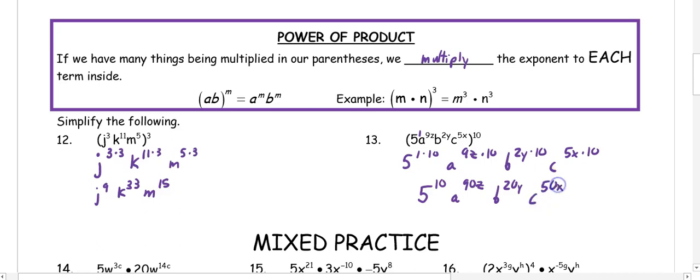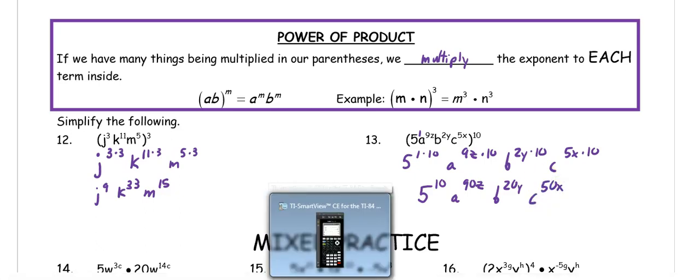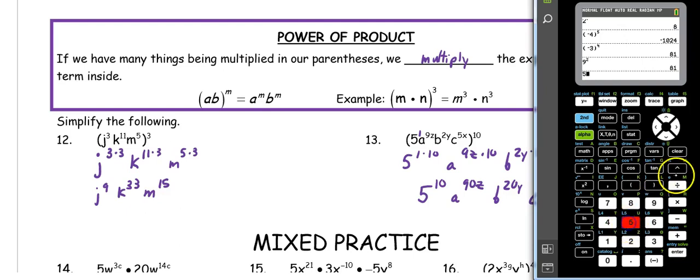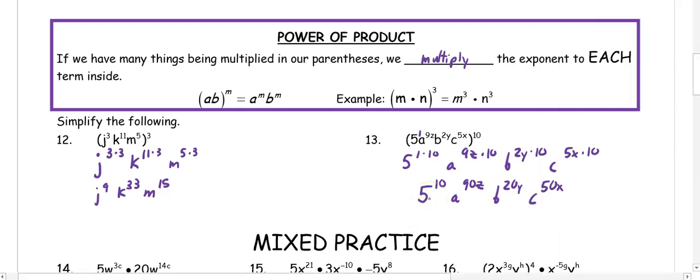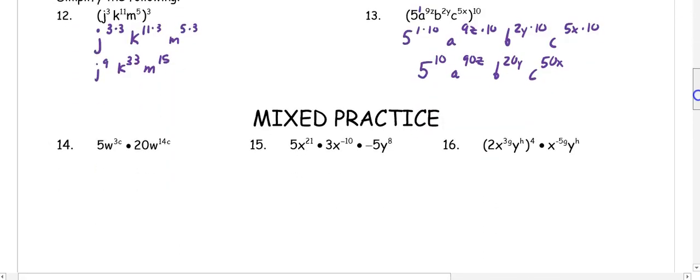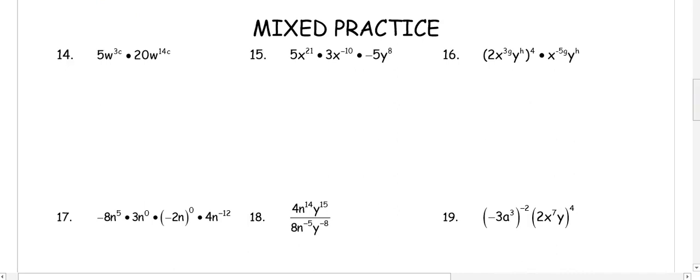c to the 50x. Now, if I want to make sure that 5 doesn't need to be evaluated, 5 to the 10th, this number is bigger than 4 digits, so we're just going to leave it in exponential form of 5 to the 10th. So let's do some mixed practice.